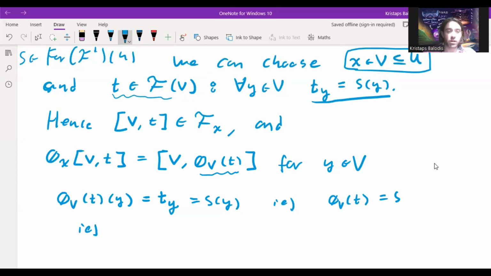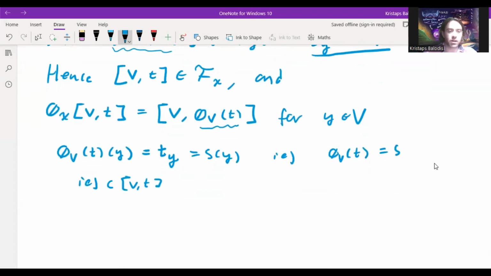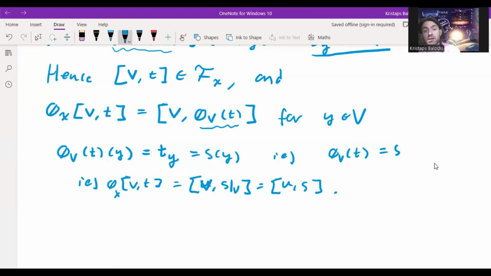In particular, that means that theta x applied to this germ is equal to s restricted to V, but that is, remember, the same thing as s on U. Okay, great. So that actually concludes the proof that if F is a sheaf, then theta is an isomorphism. Okay, well, that settles that.